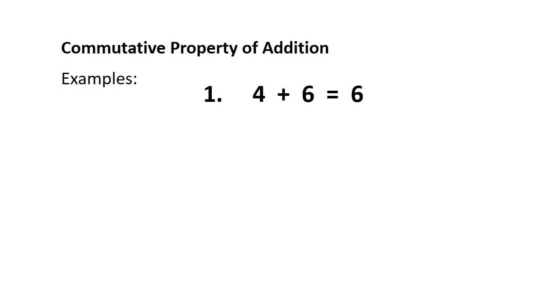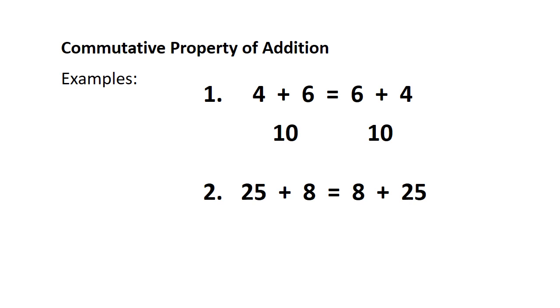Consider these examples using commutative property of addition. 1. 4 plus 6 equals 6 plus 4. 4 plus 6 equals 10, 6 plus 4 equals 10. Number 2. 25 plus 8 is equal to 8 plus 25. 25 plus 8 equals 33. 8 plus 25 equals 33. Since 10 is equal to 10 and 33 is equal to 33, then the commutative property holds true for addition.